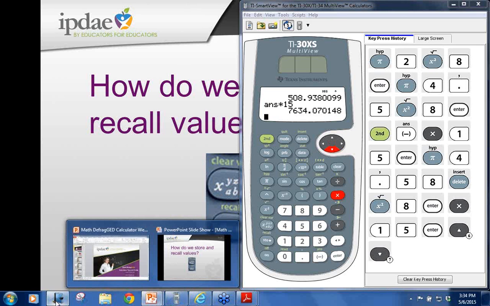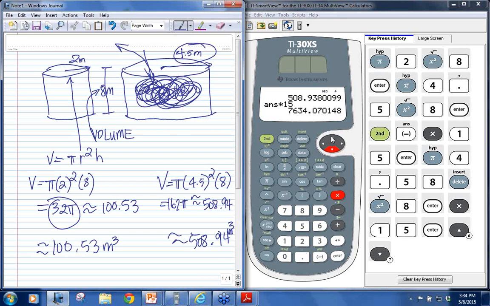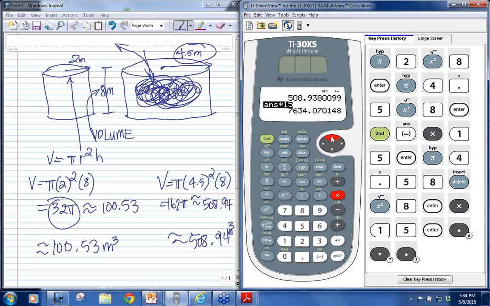I'm not going to clear my screen because I am actually going to want to use this. I'm going to use the 32 that I was talking about earlier, the 32 pi. I want to use this one. Okay? So I'm going to scroll to this line and press enter. So now I have my 32 pi again right here.